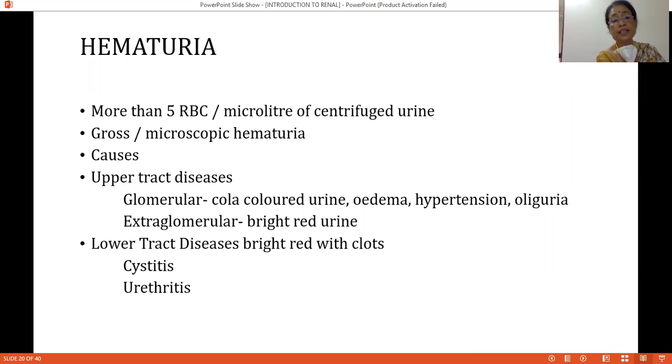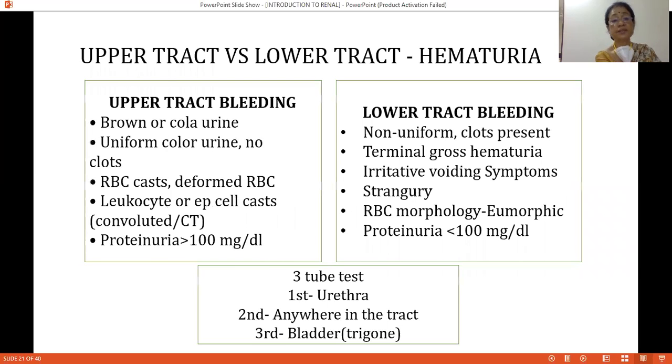Then if it is extraglomerular, that means lower, it is always bright red in color and there will be a clot. That means it is a UTI, lower UTI. It is due to either cystitis or urethritis.